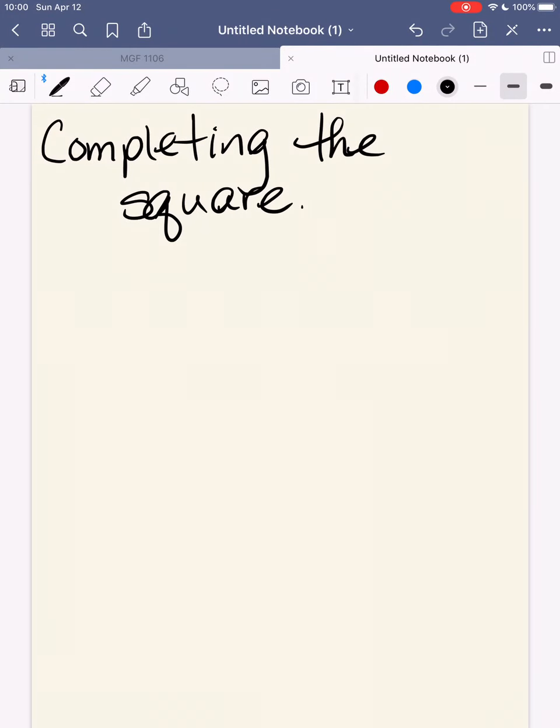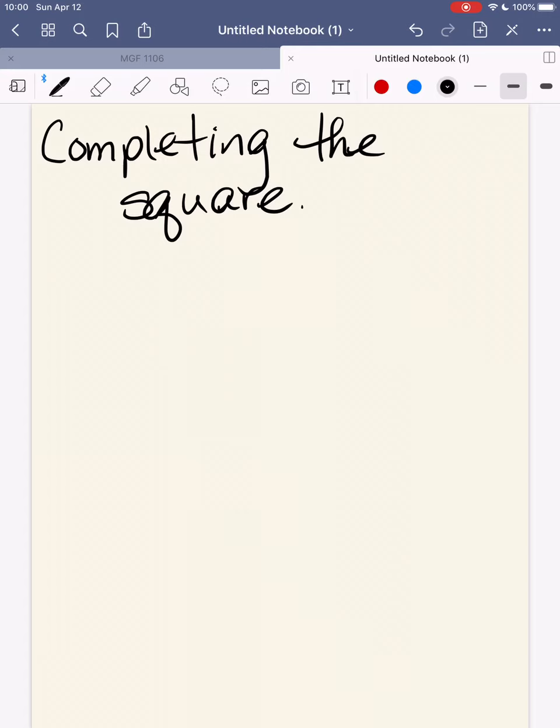All right, today we're going to talk about this idea of completing the square. Remember we have been talking about the square root method, where we take the square root of a quadratic equation and solve it from there. The same idea is going to work for completing the square.